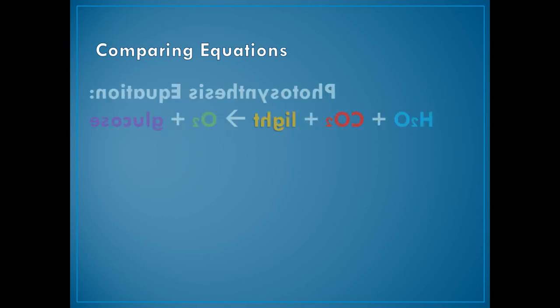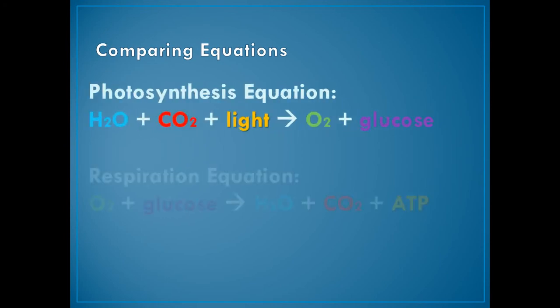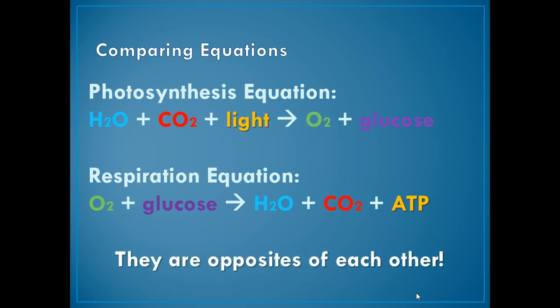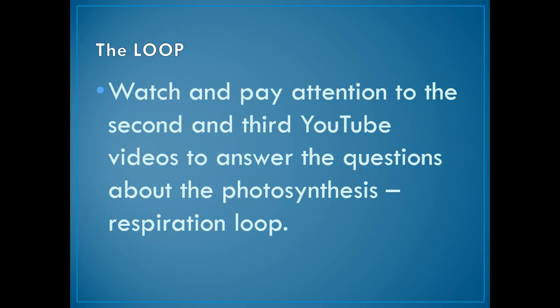Let's compare the equations of photosynthesis and respiration one more time. Photosynthesis starts with water and carbon dioxide and light, and the products are oxygen and glucose. Respiration starts with oxygen and glucose, and it releases water and carbon dioxide and the molecule form of energy called ATP. These two equations are opposites of each other. We call that the loop.